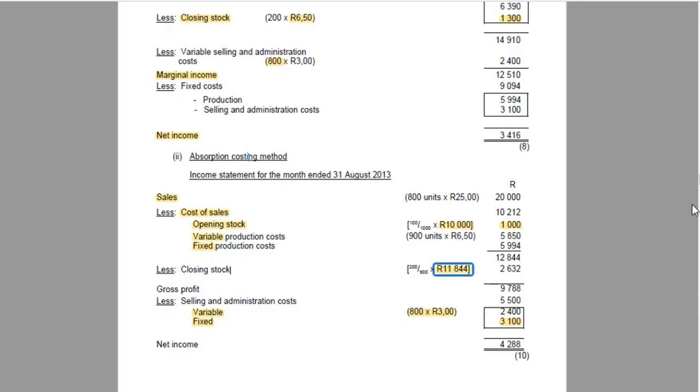Then you divide it by the number of units for that specific month, which is the current month, and you divide it by 900. You get the cost per unit, then you multiply by the 200. And that gives you your closing stock. Any questions on this principle? On how you get your closing stock? And this is under first in, first out.